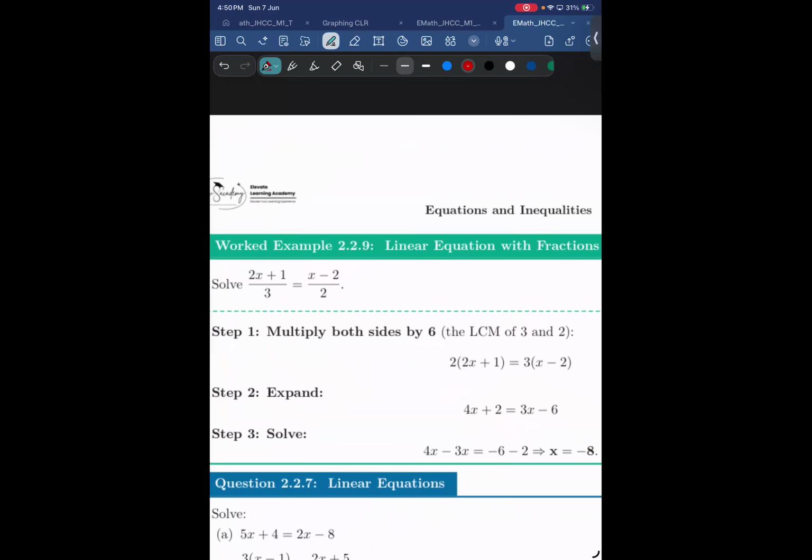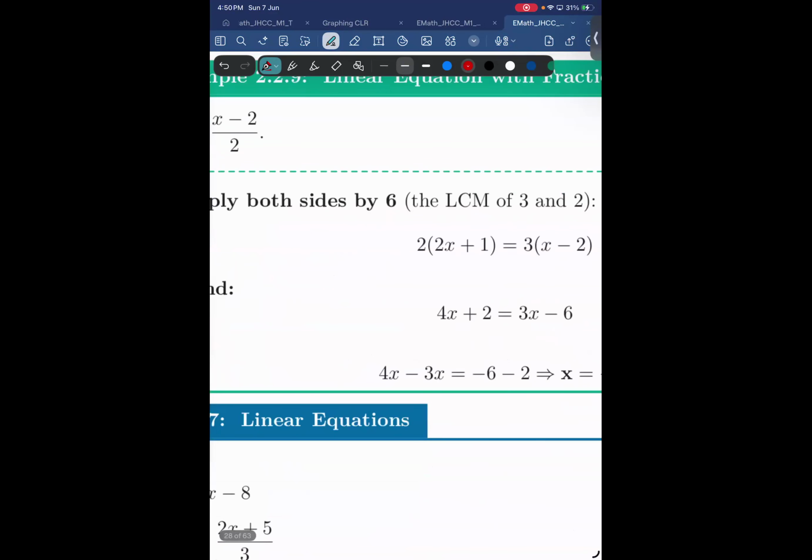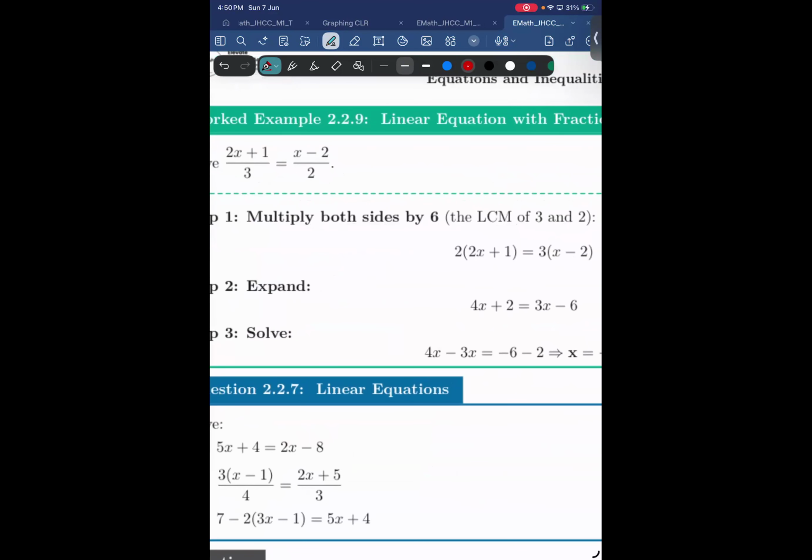Then the next one. Something like this, whenever you see a fraction on the left side, a fraction on the right side, nothing else, one thing you can do is to cross multiply, or you multiply both sides by the LCM. So you cross multiply, then you make x the subject. Okay, x is minus 8.